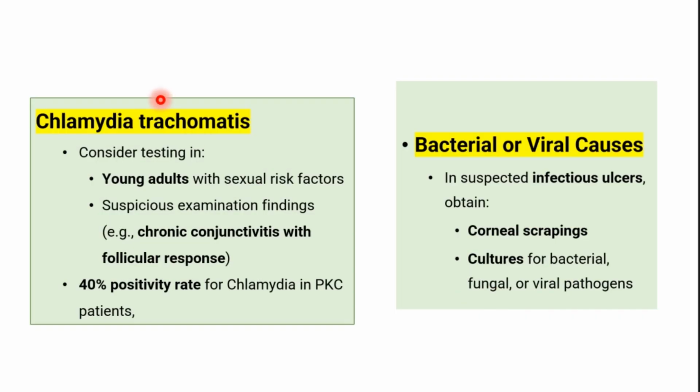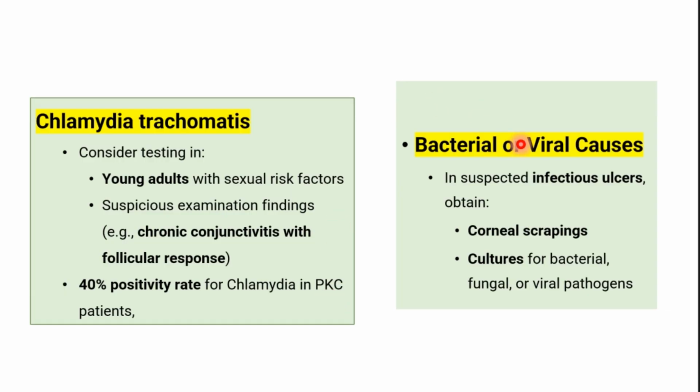testing. If we are suspecting Chlamydia trachomatis, this is considered in young adults with sexual risk factors, and suspicious examination findings like the presence of chronic conjunctivitis with follicular response. In these patients, you can carry out tests like immunofluorescent antibody testing or PCR of the conjunctival swabs, and they will provide you quick and accurate screening for chlamydia. There has been a 40% positivity rate for chlamydia in PKC patients.